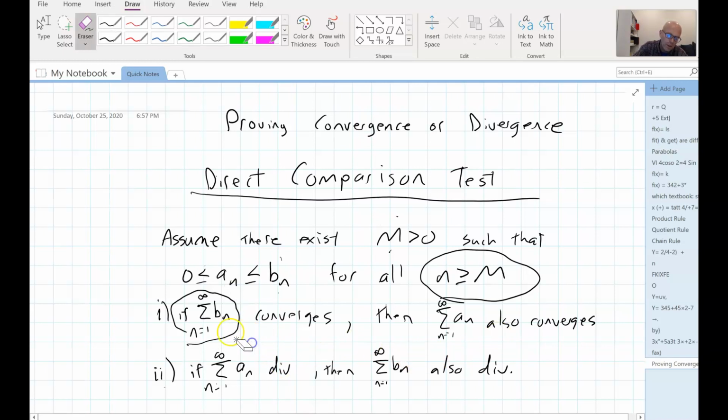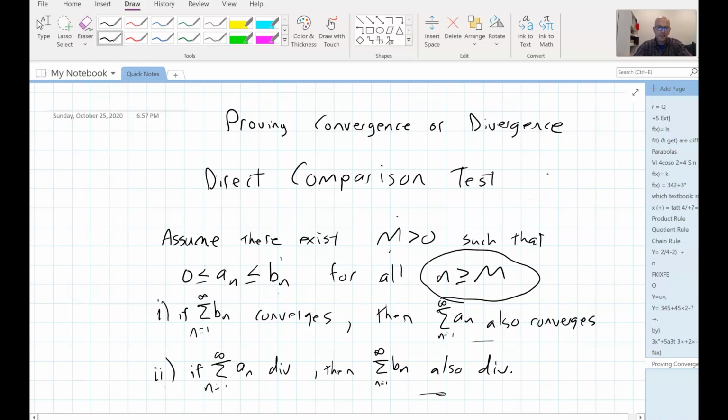Okay, now, what this doesn't say is what if I know that a sub n converges? Well, notice that doesn't tell me anything. This test doesn't help me. I don't want to know that the series associated with the smaller one is convergent. I want to either know that the series associated with the smaller sequence is diverging, and that would force the bigger one to diverge, or I want to know that the series associated with the bigger sequence converges, and that would force the smaller series to converge. Okay, so that's the idea.